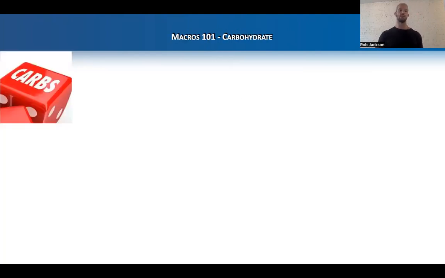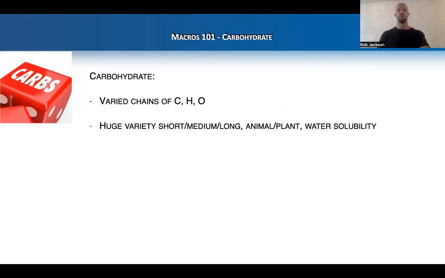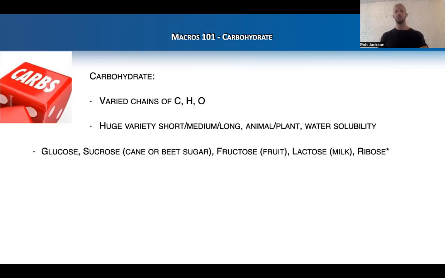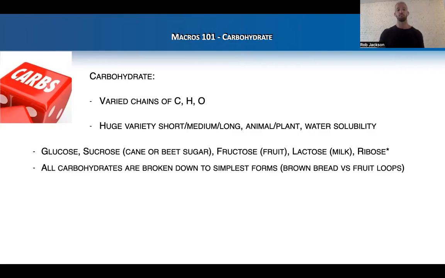Moving on to carbohydrates. So carbohydrates are just varied chains of carbon, hydrogen, and oxygen. There's a huge variety of them, so short, medium, long. There's animal versus plant-based. They're water soluble. And we can think of some examples of, glucose, sucrose. Sucrose is just sugar that comes from cane or beets. Fructose, so the sugar that comes from fruits. Lactose from milk. Ribose, obviously very important. We think about, again, that RNA, ribonucleic acid. The ribose forms part of that chain.